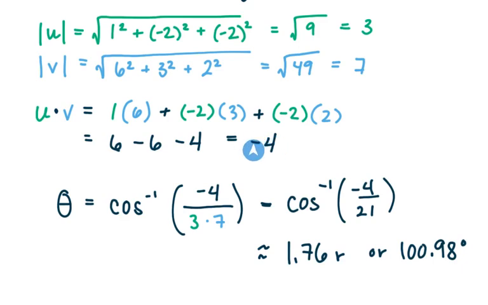One thing to note is that that dot product was negative. We ended up with an obtuse angle in quadrant 2, greater than 90 and less than 180. If this had been a positive dot product, we would end up here with an acute angle in quadrant 1. Let's look at one more example.